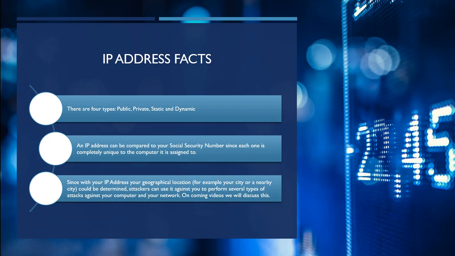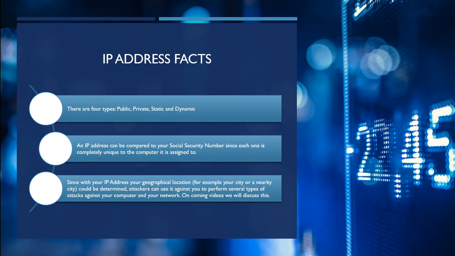Now let's go over some IP address facts. There are 4 types of IP addresses: public, private, static, and dynamic. A public IP address is an IP address that is used to access the internet. And private IP addresses, also known as private internal addresses, are not routed on the internet, and traffic cannot be sent to them from the internet. They're only supposed to work within the local network.